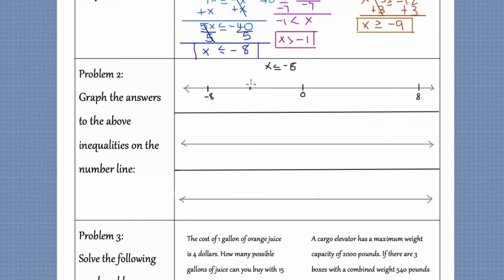So I'm just going to label the rest. So we ended up labeling our number line by 2. So we have 0, negative 2, negative 4, negative 6, and negative 8. And on the right side, we have all of the positive.